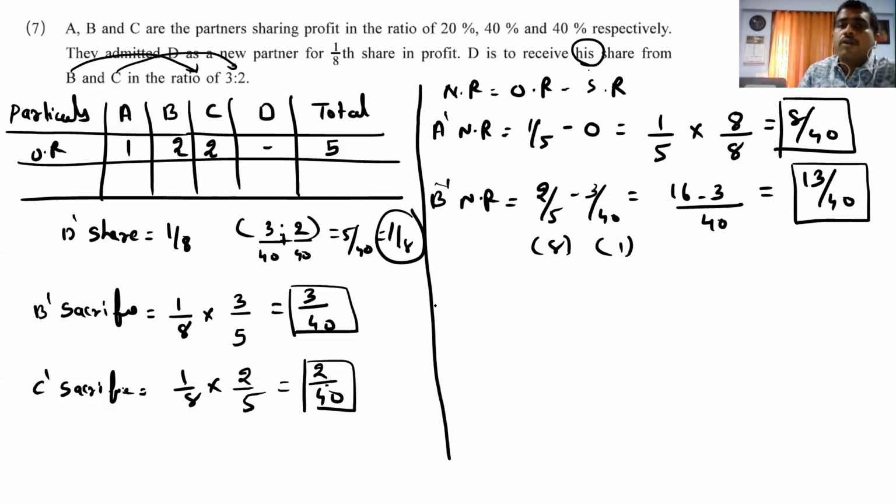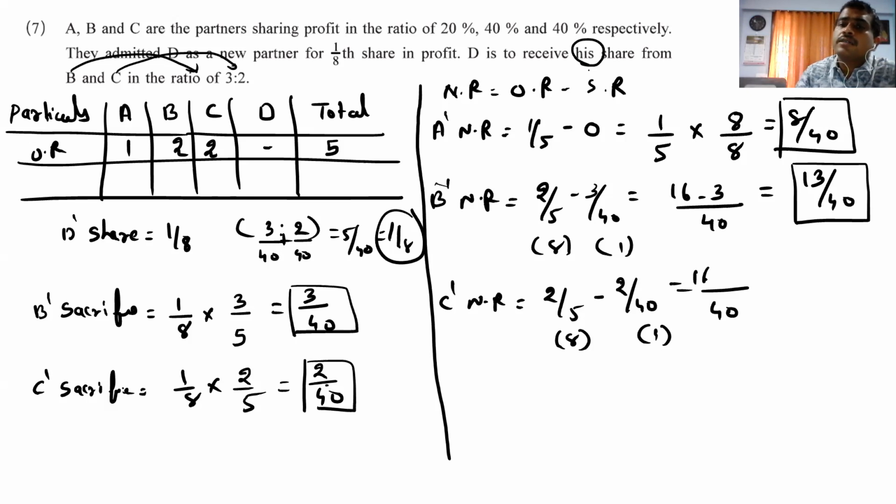Right. Now comes C. C's new ratio. C's old is how much? Same, 2 by 5 minus, he is giving how much? 2 by 40. LCM 40. 5 8s are 40, 1 by 8 is 5 by 40, 2 8s are 16 minus 2. It comes to 14 by 40. Last comes D's new ratio.